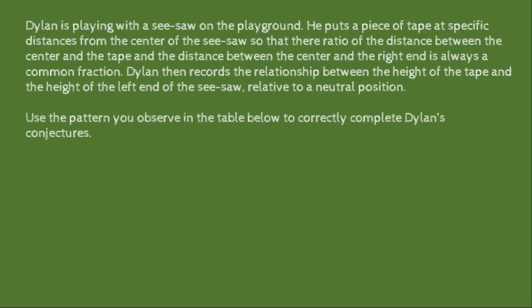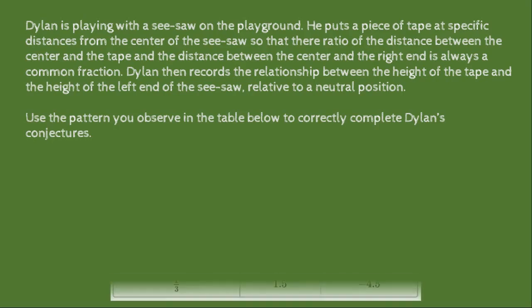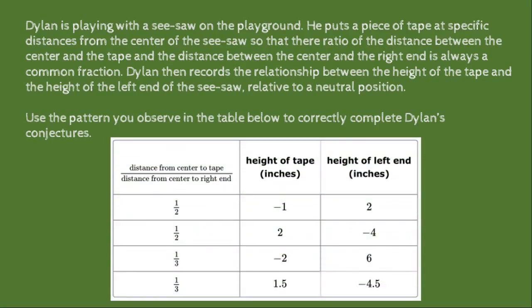Dylan is playing with a seesaw on the playground. He puts a piece of tape at specific distances from the center of the seesaw so that the ratio of the distance between the center and the tape and the distance between the center and the right end is always a common fraction. Dylan then records the relationship between the height of the tape and the height of the left end of the seesaw relative to the neutral position. Use the pattern you observe in the table below to correctly complete Dylan's conjectures.